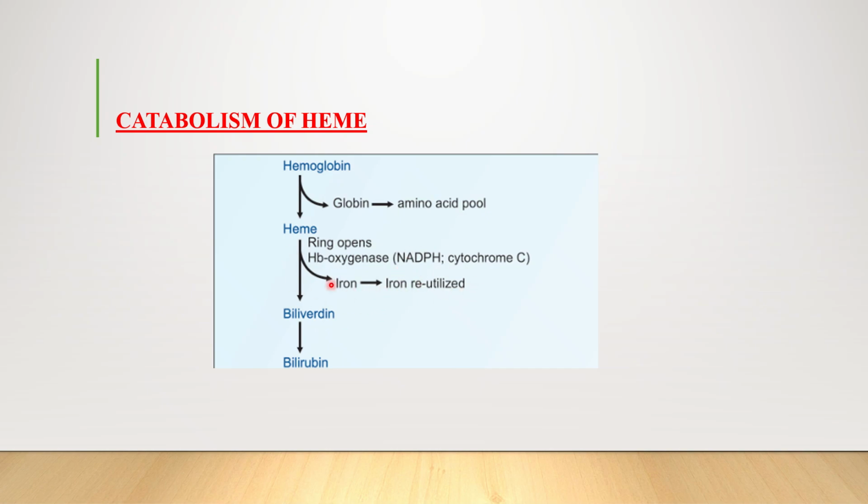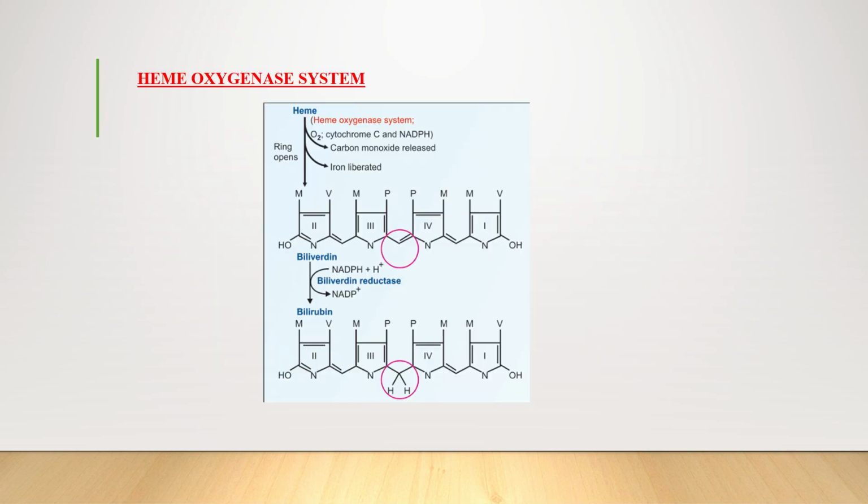What happens to the remaining portion? This heme will convert into biliverdin, and biliverdin is then converted into bilirubin. So the end product of heme catabolism is bilirubin.